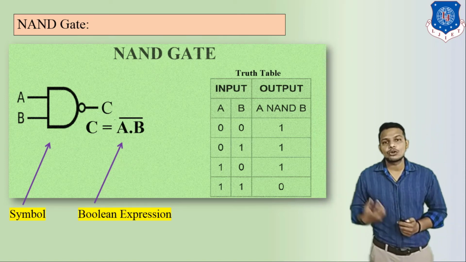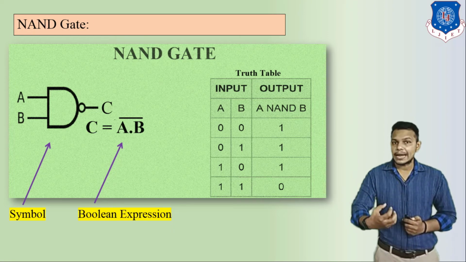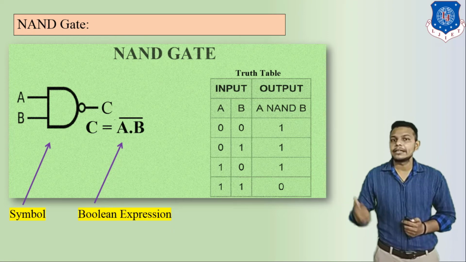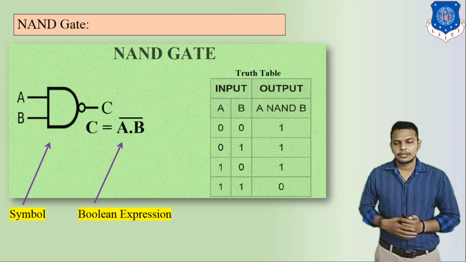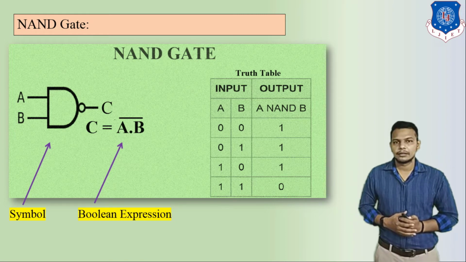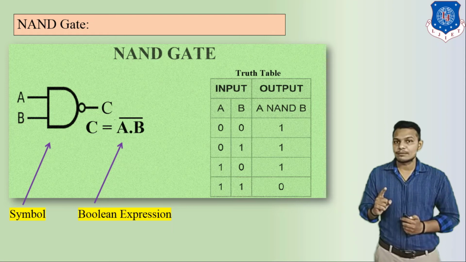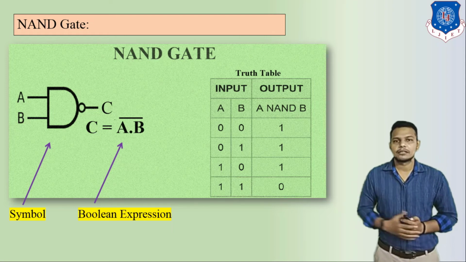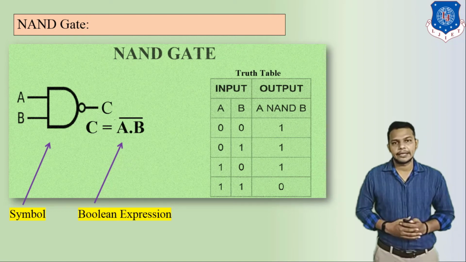So if I enter 0 0, that in an AND gate is 0, but here in the NAND gate, that becomes 1. If I enter 0 and 1, in an AND gate it is 0, but here it is 1. Similarly, 1 and 1 in an AND gate becomes 1, but here it becomes 0. So here we can see this is the truth table of the NAND gate.